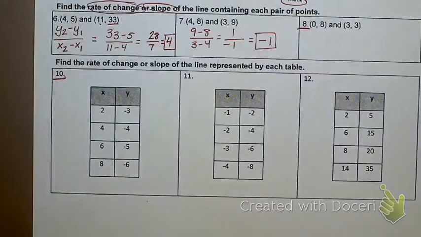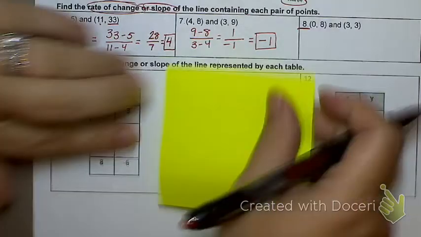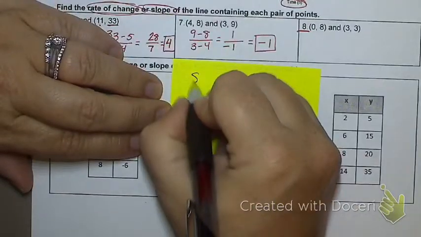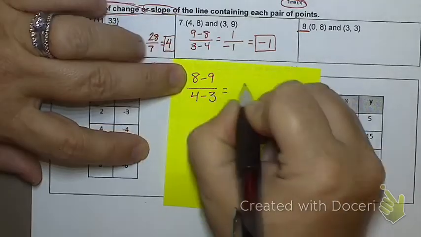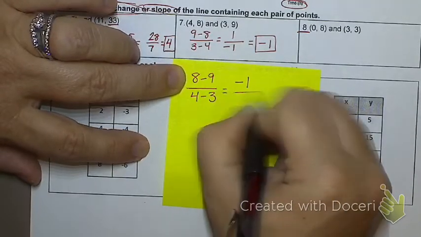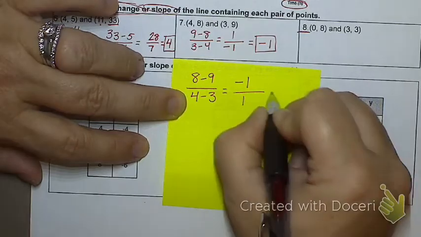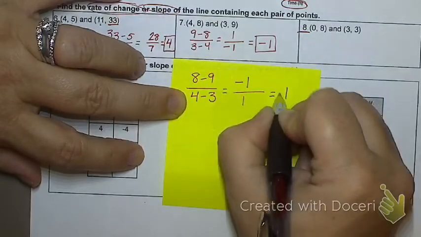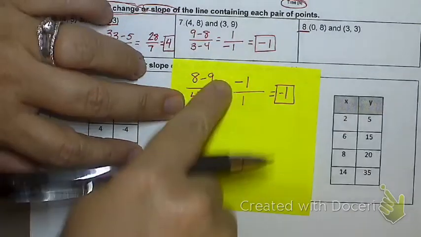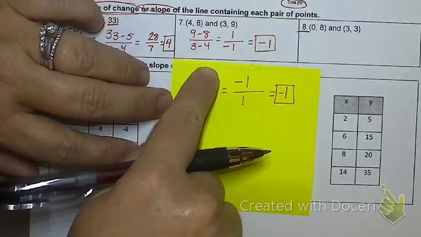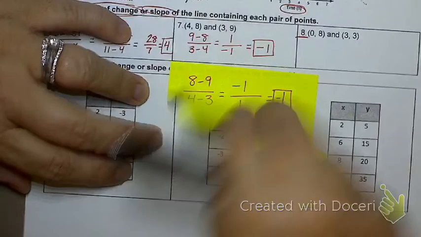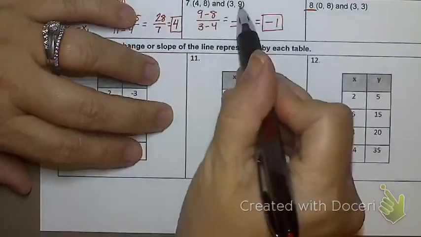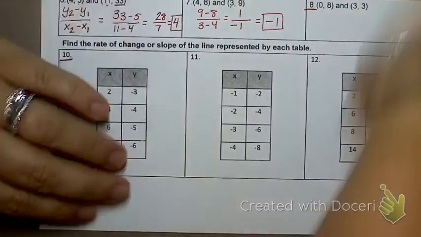Just to prove my point, if you go the opposite way, if you do 8 minus 9 and 4 minus 3, what's 8 minus 9? Negative 1. 4 minus 3 is 1, and negative 1 over 1 is still negative 1. The difference just is where your negative sign is. So it doesn't matter which point you put first, as long as you remain consistent. If I use this point first for y, I have to use this point first for x.